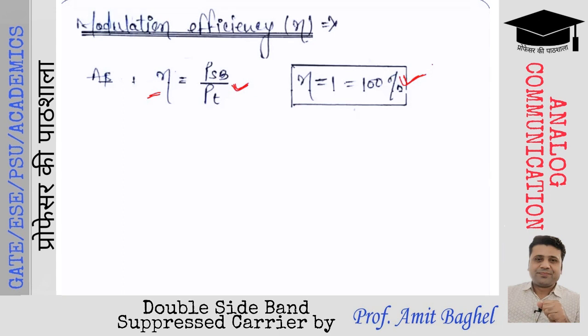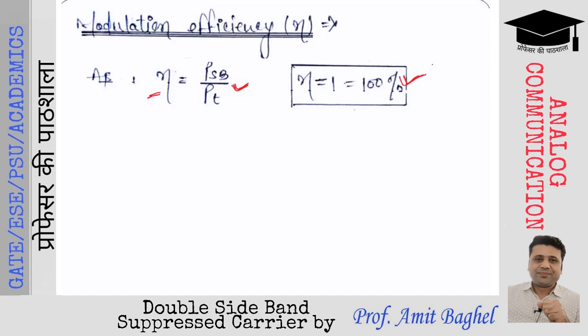जबकि स्टैंडर्ड एएम के सिग्नल में मॉड्यूलेशन एफिशिएंसी जो हम मैक्सिमम अचीव कर सकते थे, वो सिर्फ 33.33% थी. So we have achieved much greater efficiency. We have achieved much greater power efficiency in case of DSBSC signal. So this is the advantage of the DSBSC over the standard AM signal.